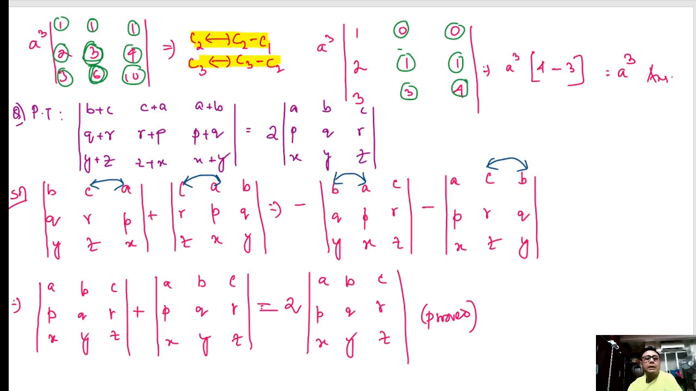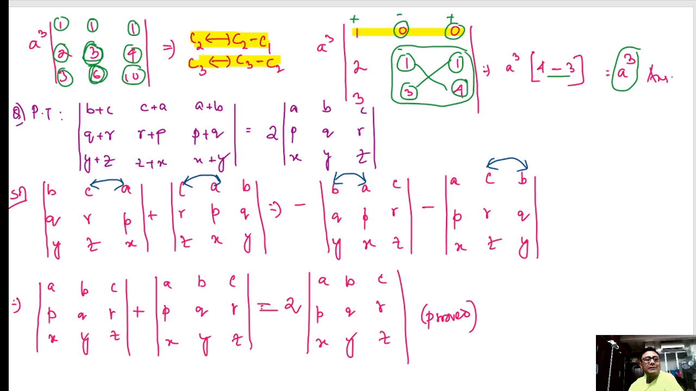So now we are expanding. We will expand it along the first row. So let us put plus, minus, plus. We have to choose this part. So it is 4 minus 3, and the answer is A cube. Clear?